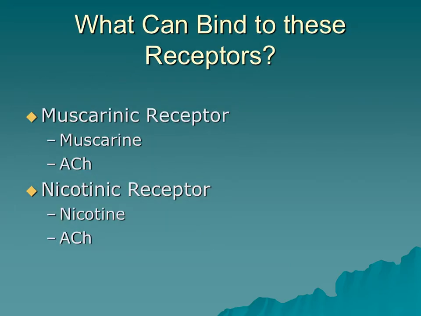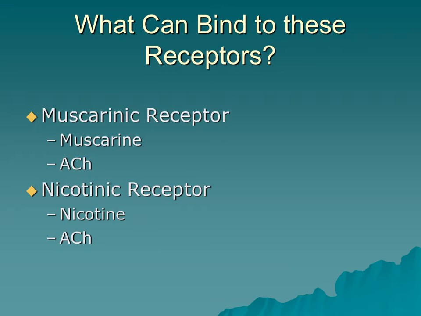So, for these ACH receptors, what do we expect to bind? Well, for a muscarinic receptor, muscarine will bind, as well as ACH. And for a nicotinic receptor, nicotine will bind, and we also see that ACH will bind. Now, is it surprising that ACH can bind to both of these, and that these two different chemicals are binding to the other types of receptors?